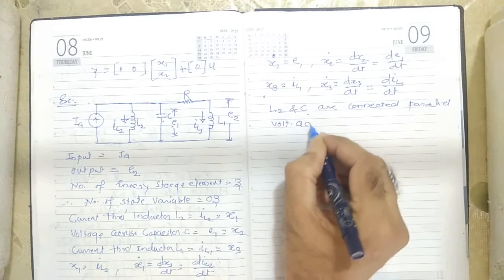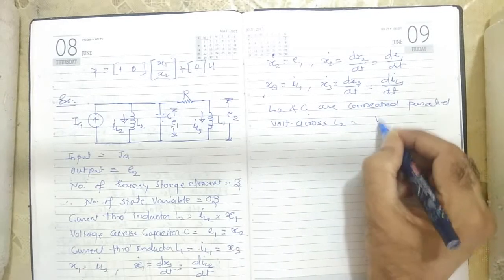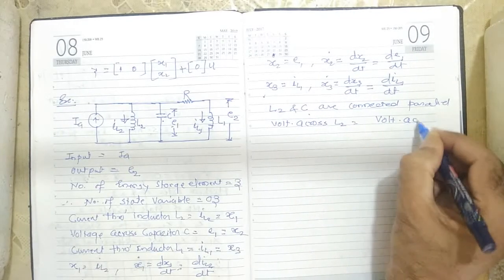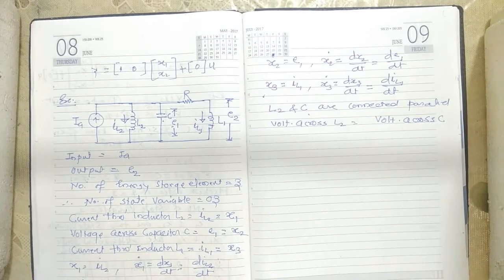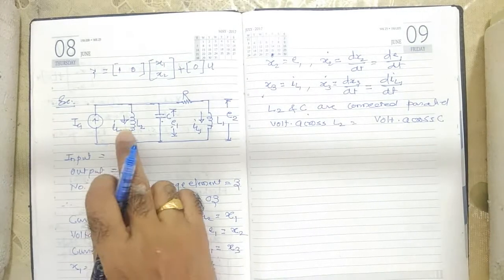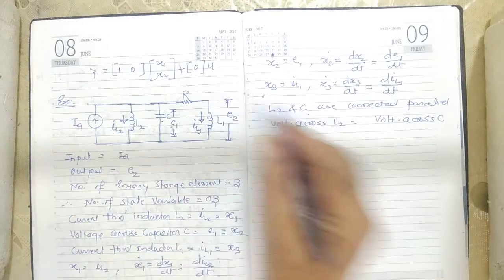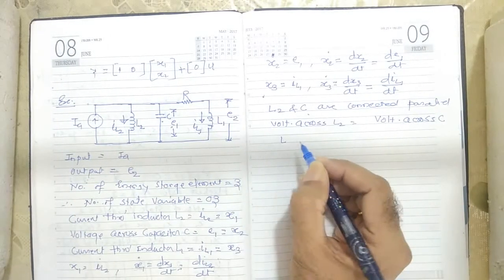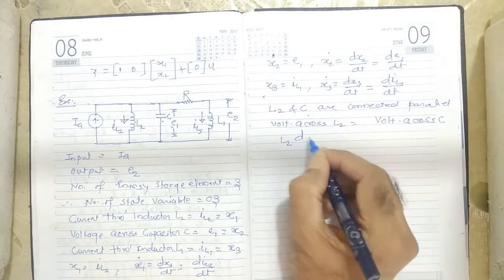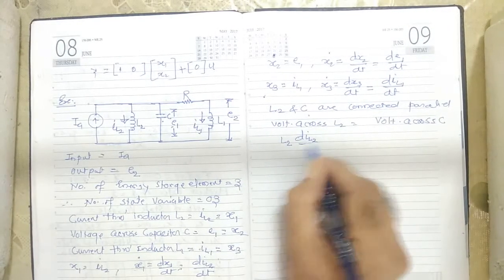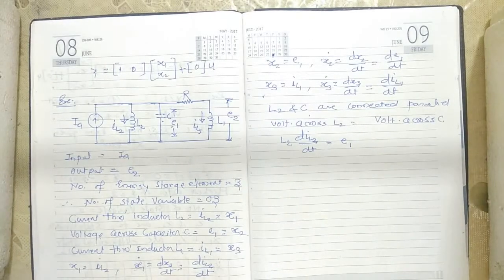Voltage across L2 is equal to the voltage across C, that is the voltage across the capacitor. The current through L2 is IL2. So we can write the inductor equation, that is L2 dIL2 by dt, it is equals to E1.